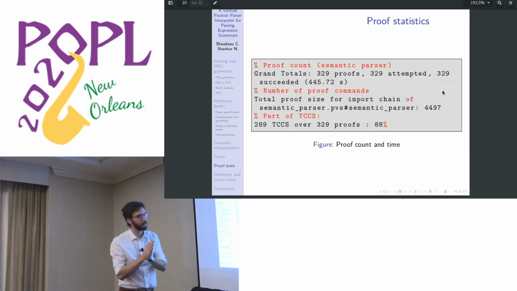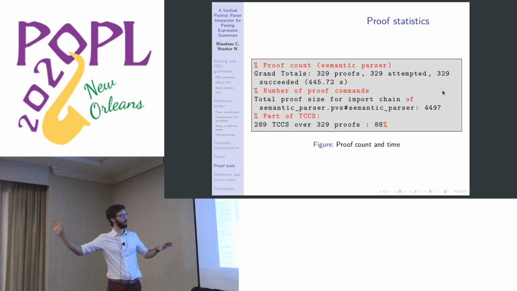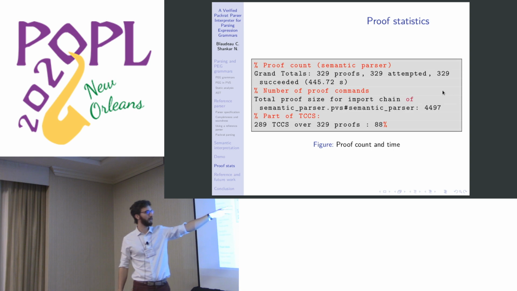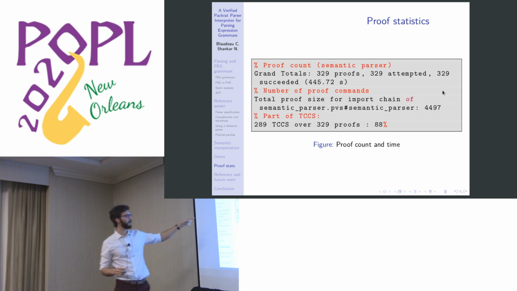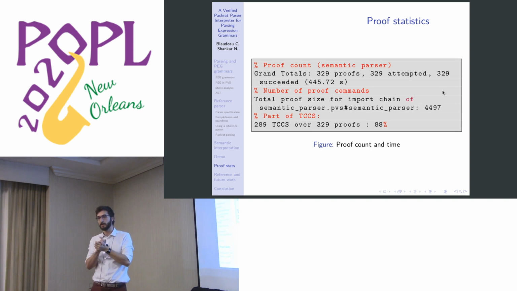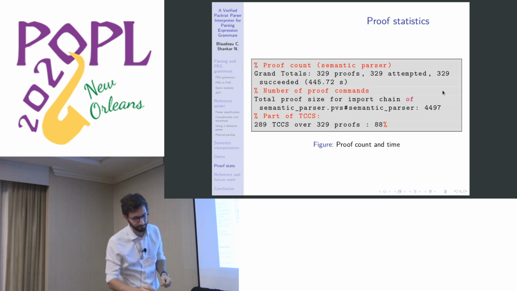OK, some proof statistics. For only the semantic parser that is also linked with the reference parser and all the rest of the proof, you have approximately 329 proofs with 4,000 commands inputted in PVS. But the most interesting figure is that 88% of those proofs are what we call TCCs, type check conditions. So most of the proofs are done in ensuring that the parser has the correct type. And there are actually very few explicit lemmas or explicit theorems.